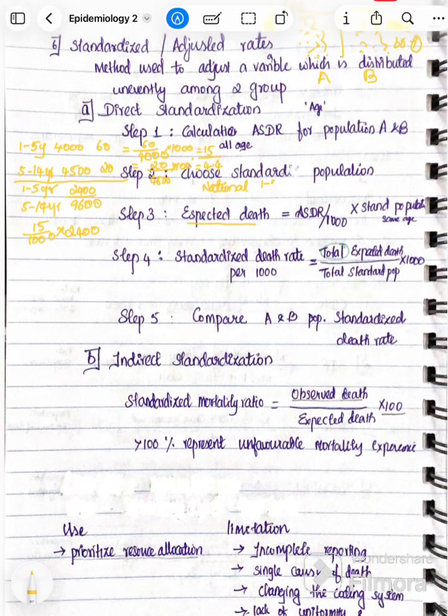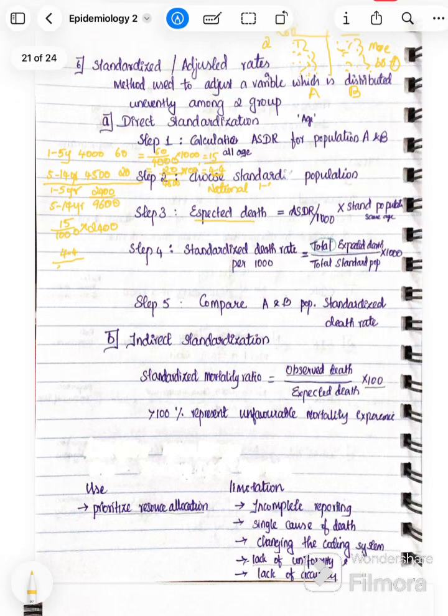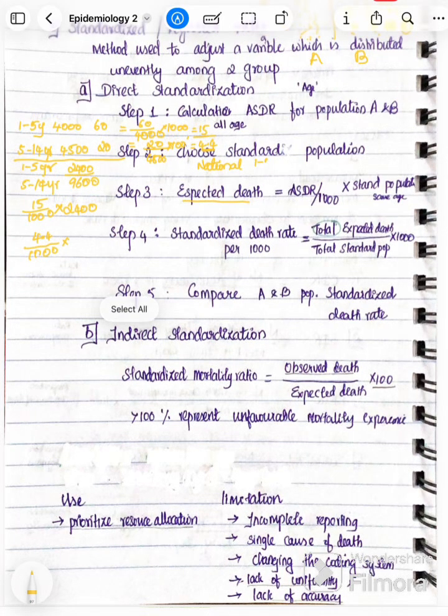And age specific death rate for the other one, 4.4 divided by 1000 into standard population is 9600. So we get around 36, and here we get around 42.2.